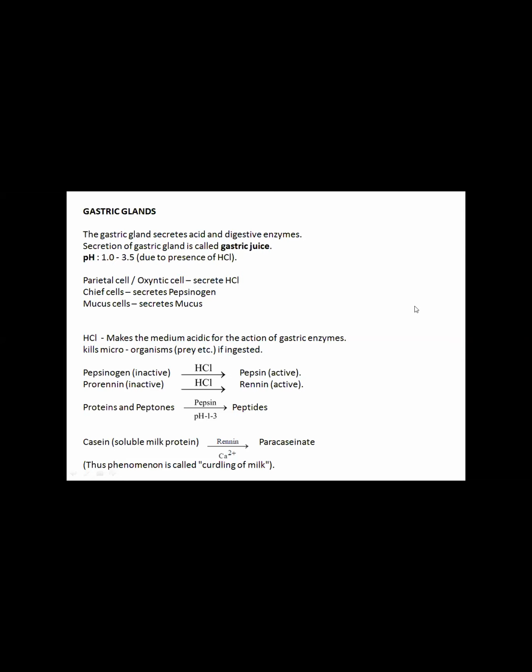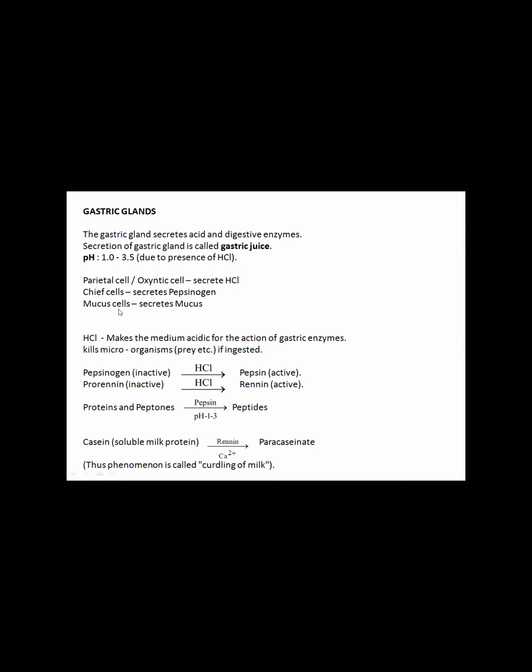Okay. So gastric gland we were talking about. Gastric glands are the glands that are present within the stomach region. Now, the stomach region has a very low pH because of the presence of an acid known as hydrochloric acid. So hydrochloric acid is present in the stomach and it makes the stomach region very acidic, and it ranges between 1 to 3.5.